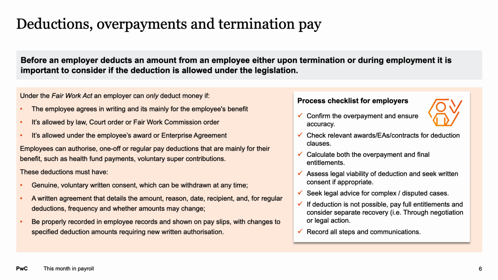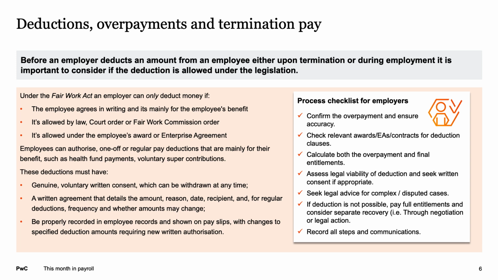Under the Fair Work Act, an employer can only deduct money if the employee agrees in writing and it's mainly for the employee's benefit, it's allowed by law, court order, or a Fair Work Commission order, or finally, it's allowed under the employee's award or enterprise agreement.